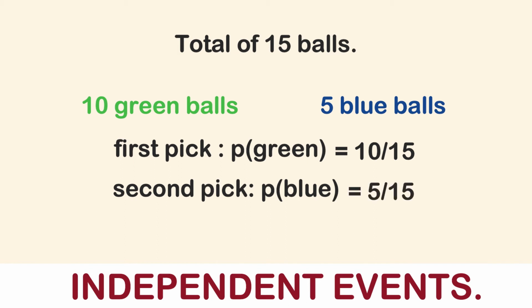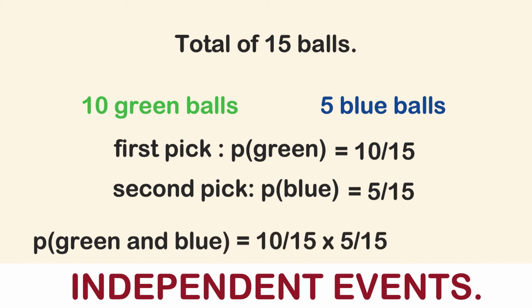So the probability of picking a green ball and a blue ball is equal to 10 over 15 times 5 over 15. When we do the math, we have our answer to be 2 divided by 9. When we convert this to decimal, it is equal to 0.22, approximated to 2 decimal places.